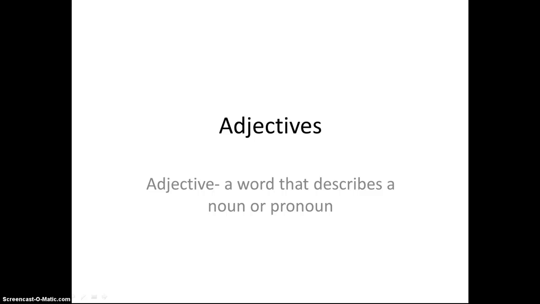Hello, boys and girls. You knew from what we talked about yesterday I wasn't going to be there today, so we're going to take a quick look at adjectives and we're going to carry on with our lessons.